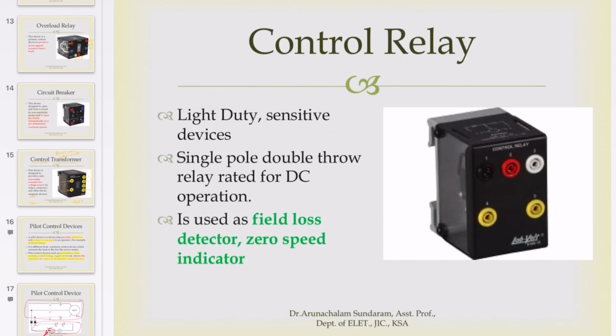This type of control relay is used usually as a protection for DC operations, like in a synchronous generator, to be exact, for the loss of field. Loss of field is experienced due to interruption of the field DC source. This type of control relay, as you can see here, is the type that I am talking about. It is a single pole double throw.